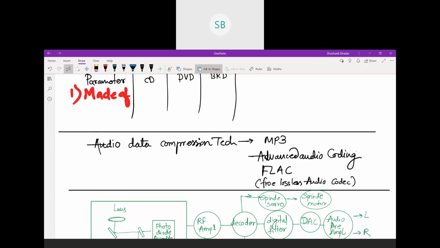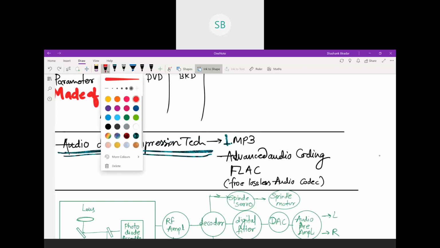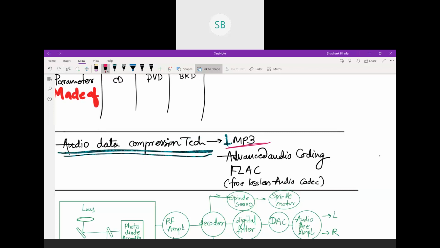Okay, now coming to the next one, the audio data compression technique. For audio data compression, the first one is, sorry, MP3. So MP3 is used, then the advanced audio coding technique can be used, and this is the second one.